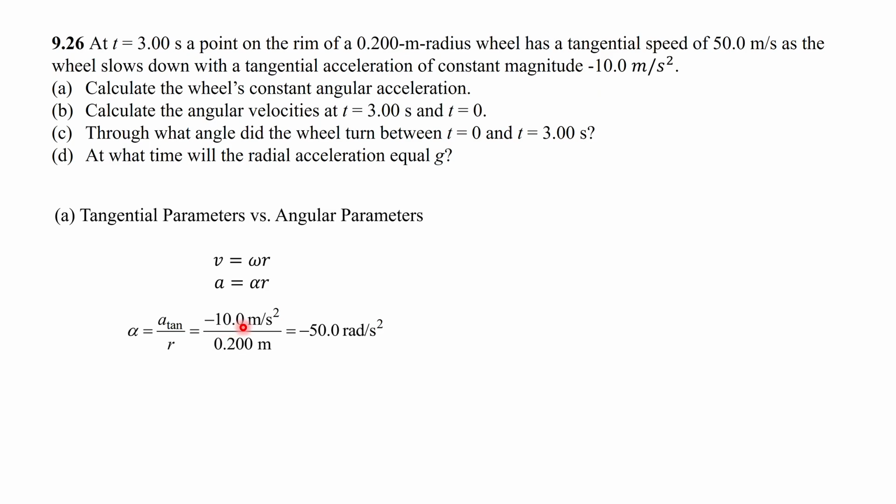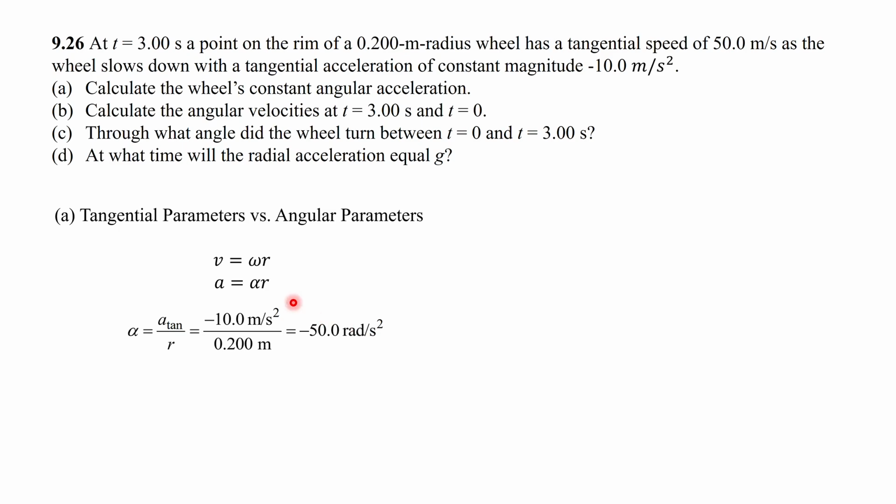Here we keep the negative number because this motion slows down. So we have -10 in the numerator divided by the radius, 0.2. So we have -50, and here we have to care about the unit of the angular acceleration. That's radians per second squared.